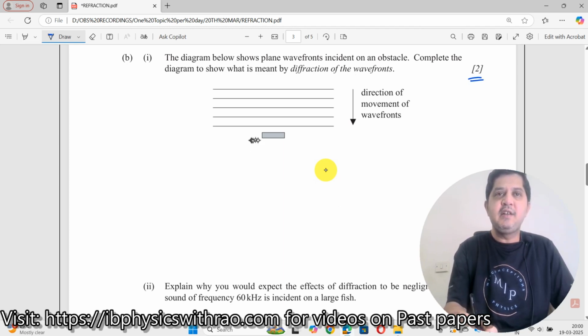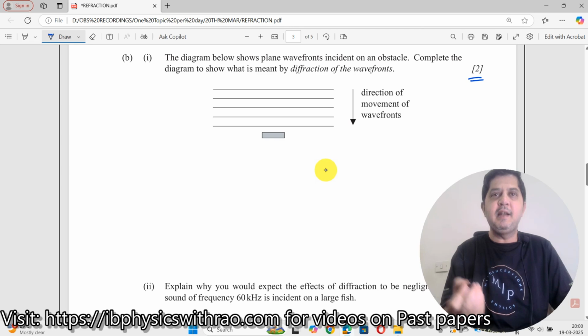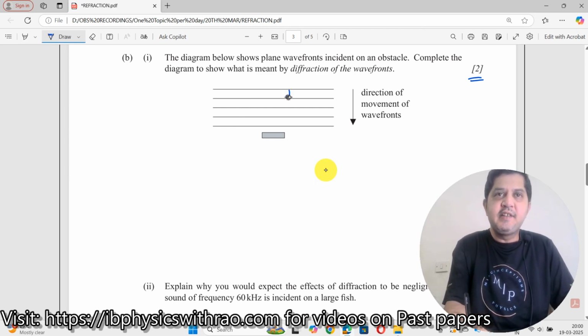So how do I draw? What is diffraction? Diffraction is nothing but bending of light around corners. So therefore, one wavefront, see, the distance between these wavefronts is constant. What does it give you? It gives you the wavelength over here. Okay, when it comes here, it has to bend.